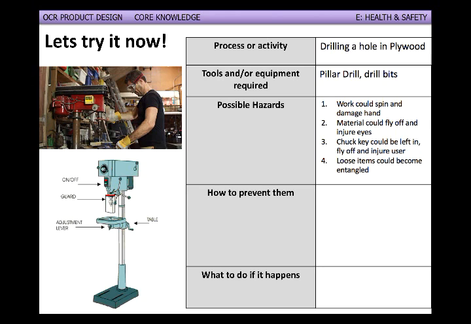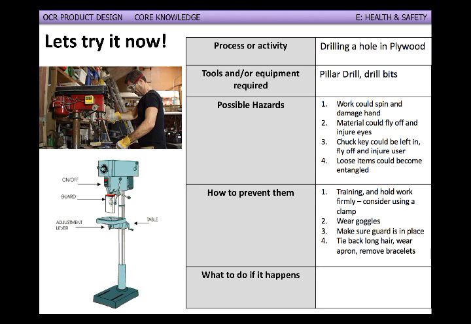Okay, so hopefully you should have identified these. Alright, to stop work from spinning, you need to hold it firmly. That would only come about because you've been shown how to do that. You would have been trained. Or you might have been shown how to use some sort of clamping device or a machine vise, something like that. But a lot of that needs to be shown. You need to be trained how to use a tool or a machine. You should never ever use one if you haven't been shown how to use it.